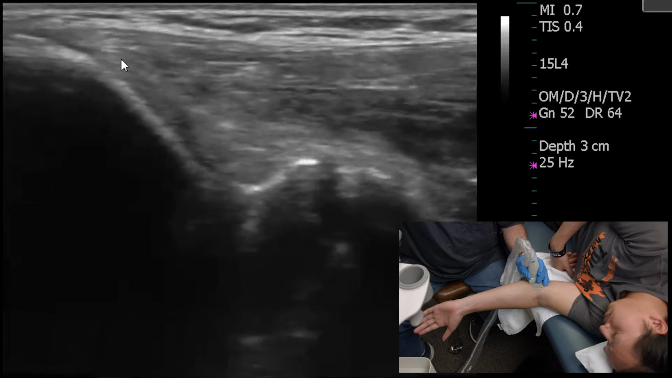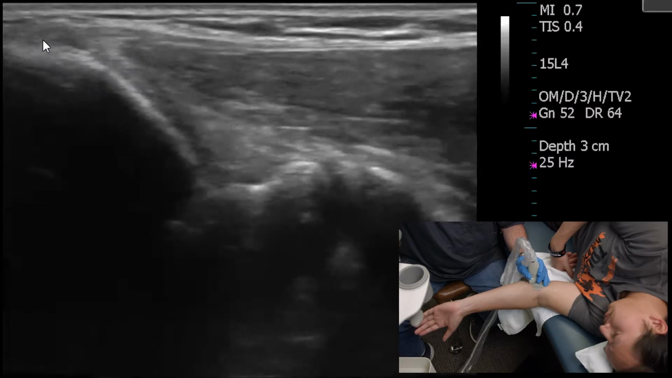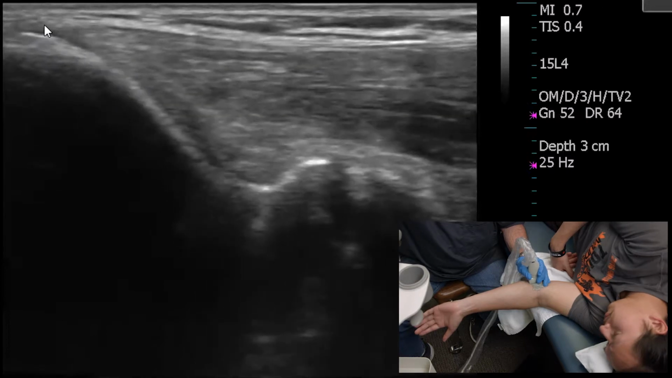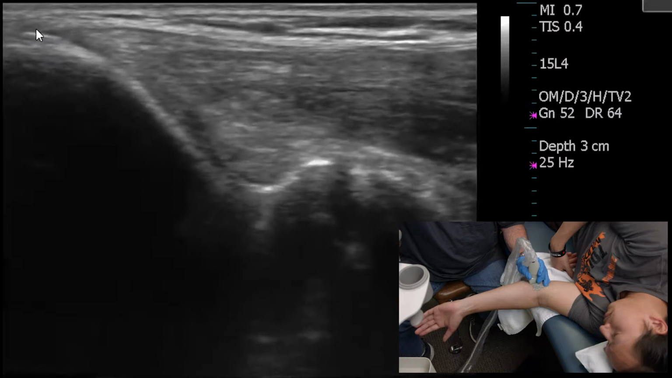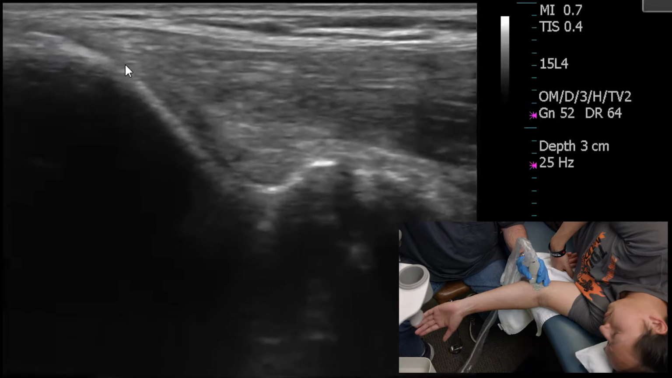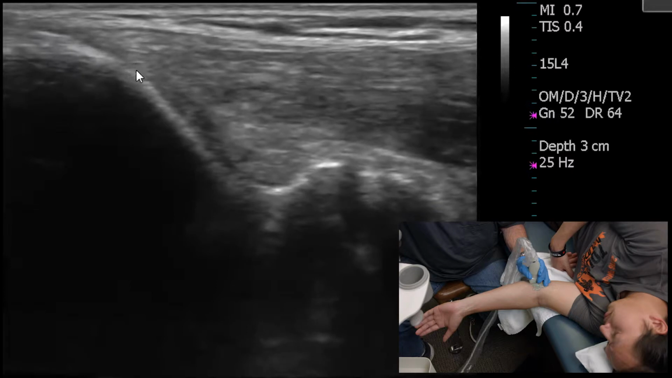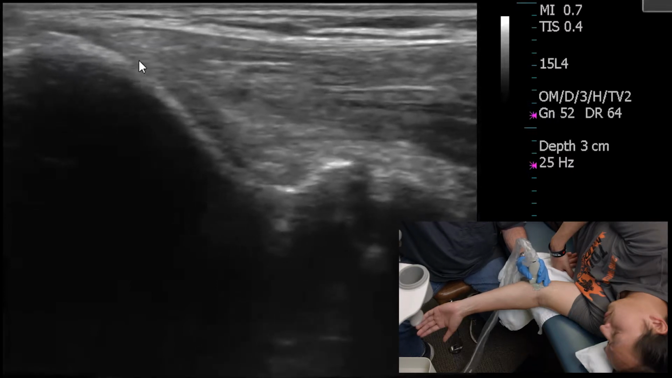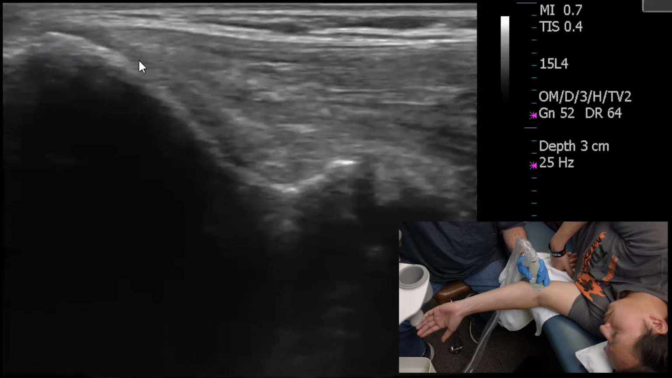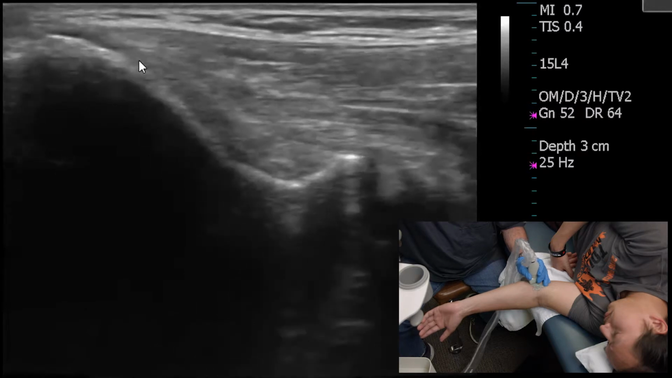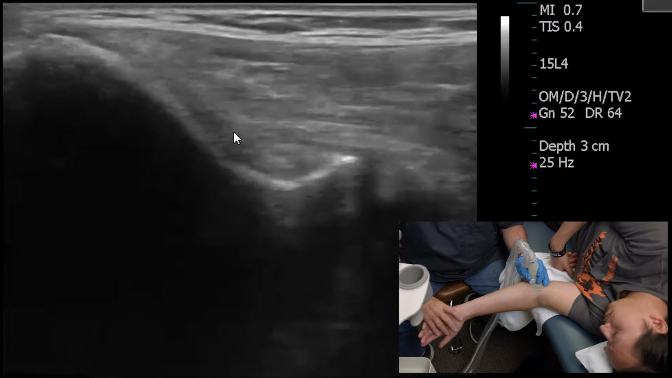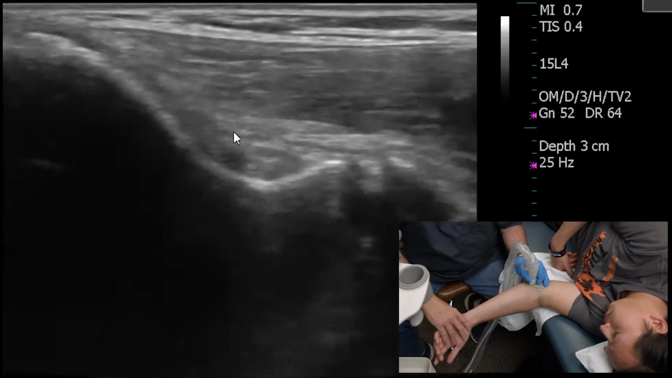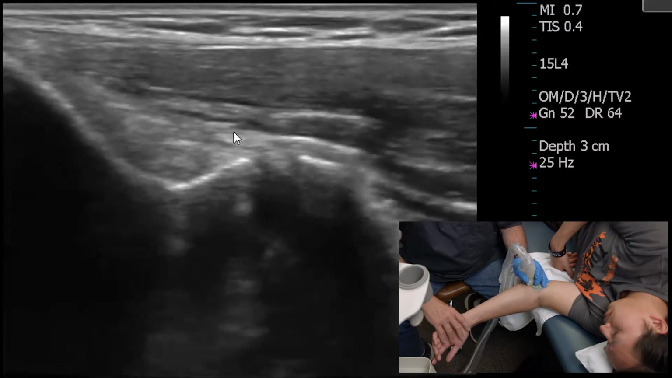Again, you're looking at the area of the common flexor tendon. This is the more proximal part, and this is your more distal part. Remember that the medial epicondyle of the elbow is a lot smaller than the lateral epicondyle. And then we can see the structures of the elbow.